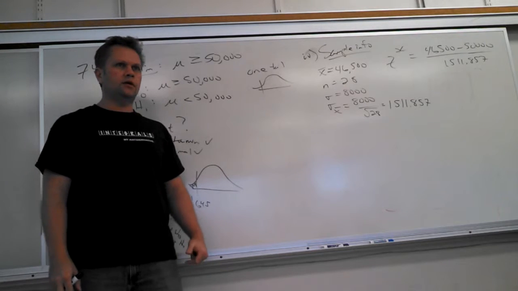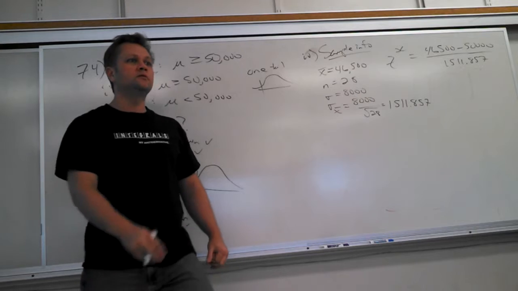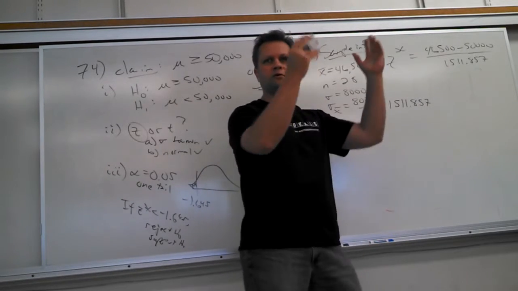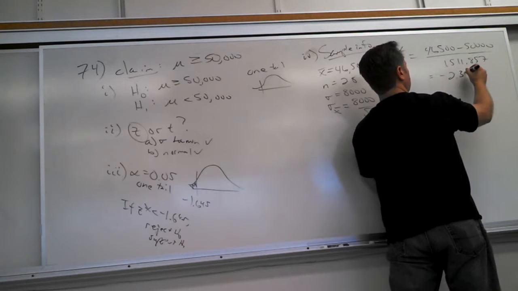What did I think it was? I thought it was like 1.4 something. Negative. Who is it? Negative 2. I was way off. 3150. Never trust me. 2.32.